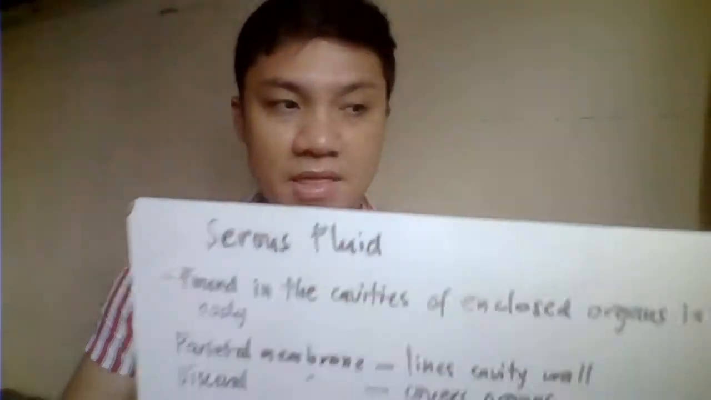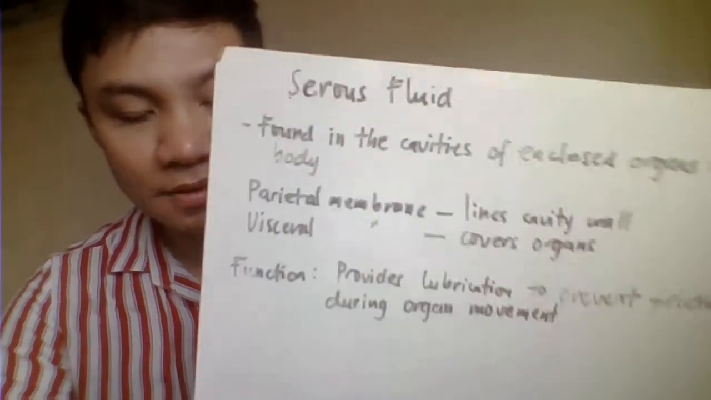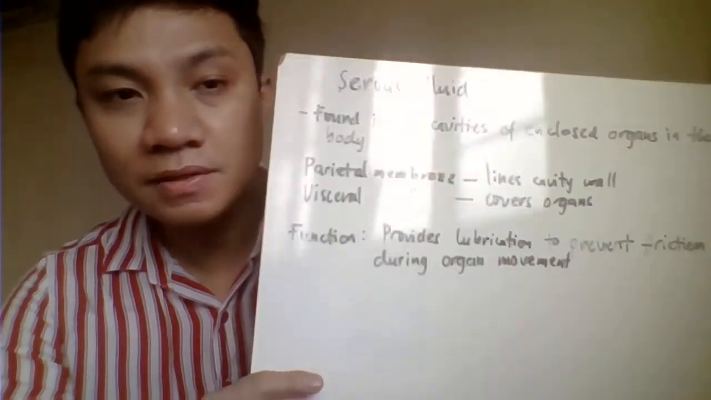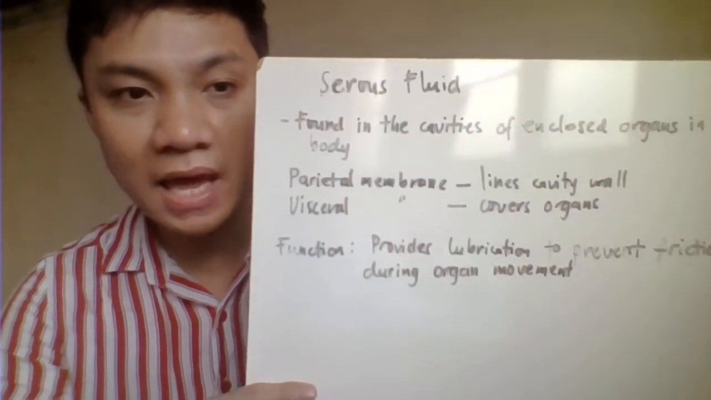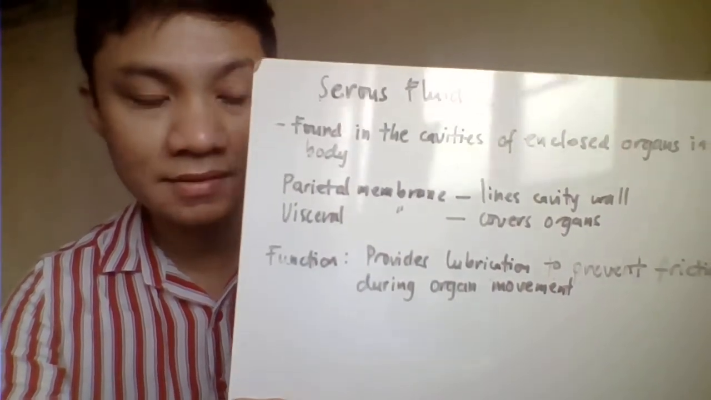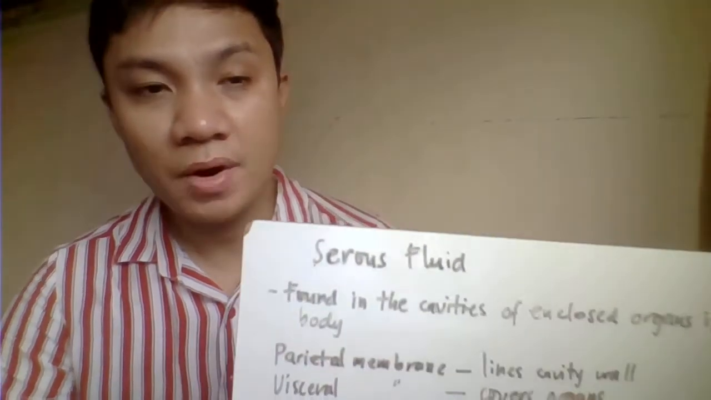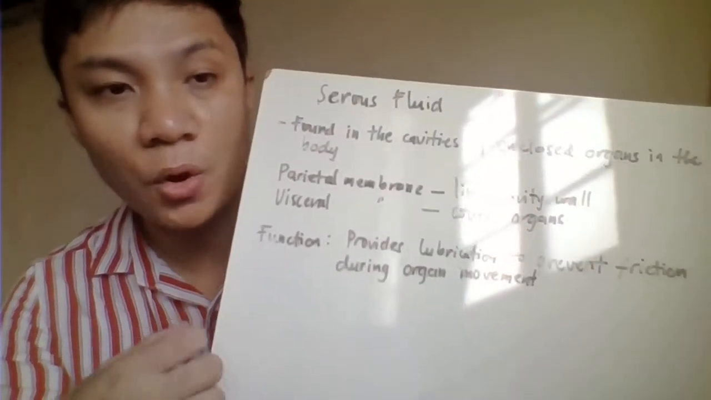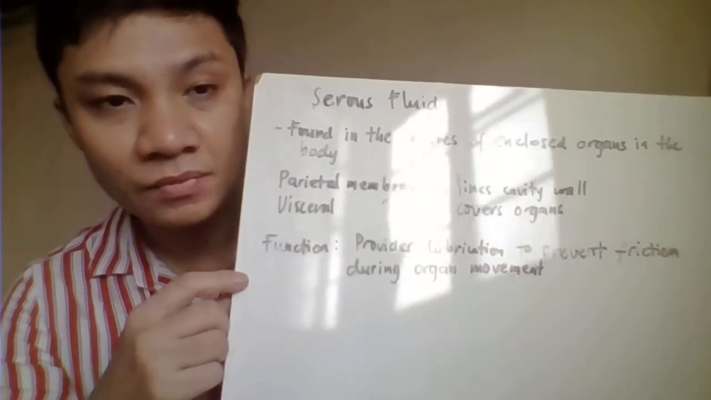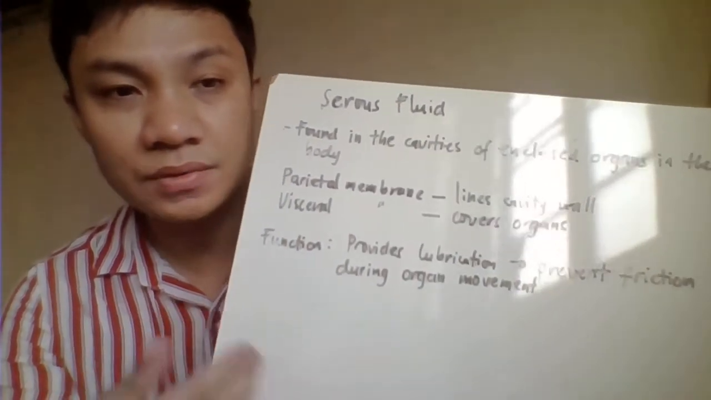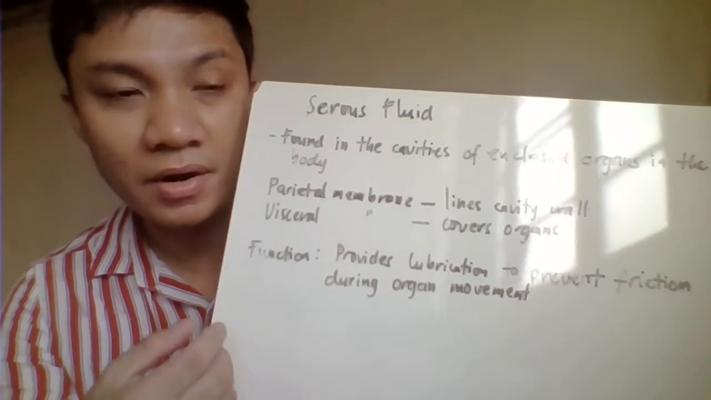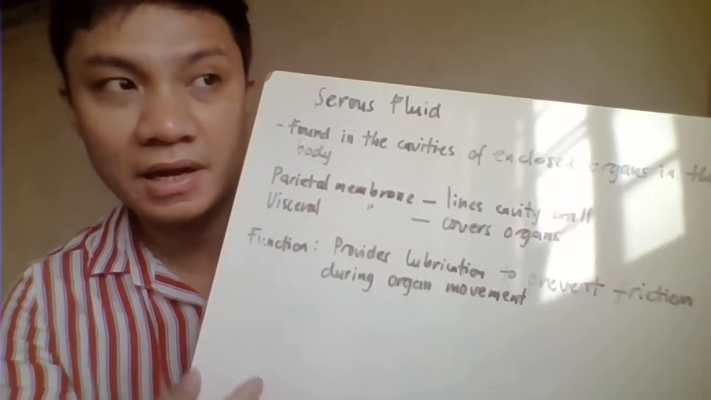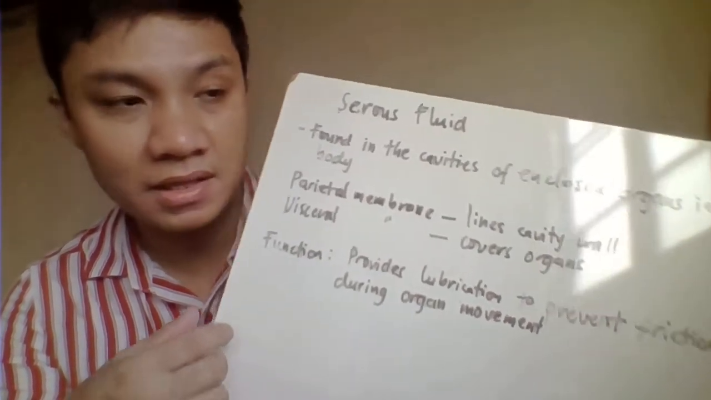Okay, so today we're going to discuss another body fluid. We have here the serous fluids. Serous fluids are body fluids that could be found within the cavities of the enclosed organs or body. Basically, it's the body fluid that flows between the two membranes within our enclosed organs or body, or our hollow cavities.